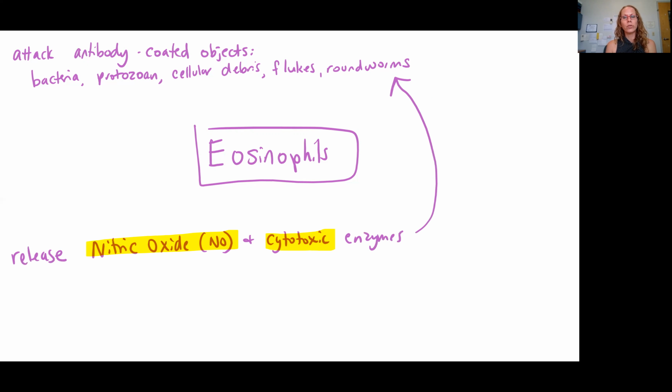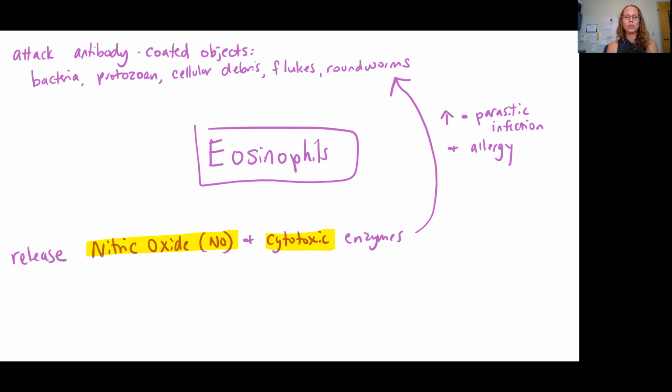Because eosinophils are able to target these big parasites, we will see the eosinophil population increased if you have a parasitic infection. So this would be one way to identify a parasitic type of infection from something else. We will also see that eosinophils are increased when you're having an allergy response. So we will see them also responding to allergens.